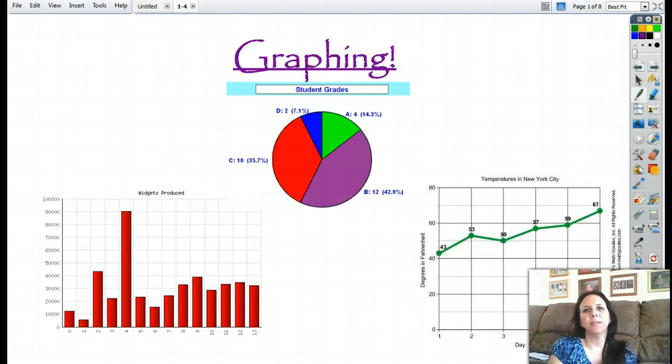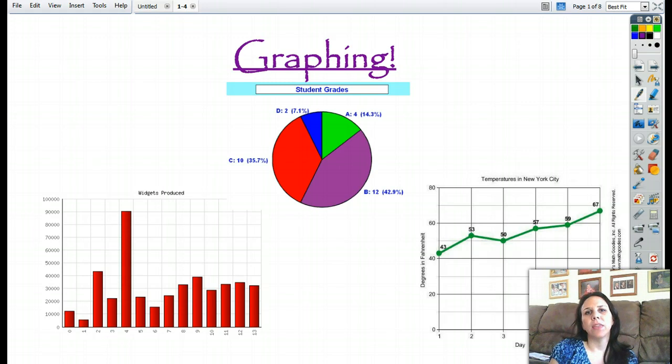Hello, today we're going to talk about the importance of graphing. Not graphing in math, but graphing in science, which is a lot different. It's got a lot of the same ideas, graph paper, straight lines, and all that good stuff, but how you graph and what you graph is going to be a little bit different.